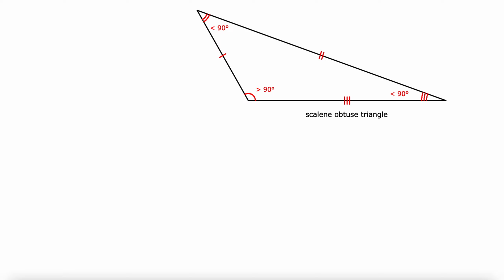In a triangle, there are four types of special lines, namely the triangle's altitudes, medians, angle bisectors, and perpendicular bisectors. In this video, we're going to learn about the altitudes, medians, angle bisectors, and perpendicular bisectors of a scalene obtuse triangle. A scalene obtuse triangle has all three sides of different lengths, as well as one obtuse angle and two acute angles.